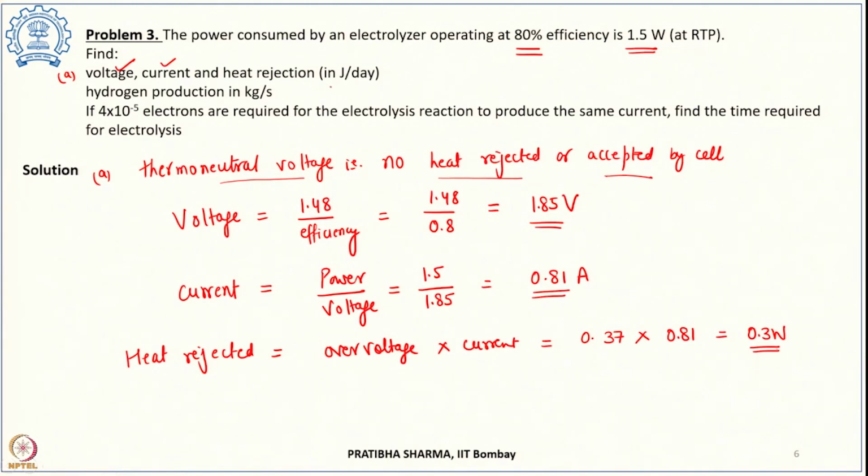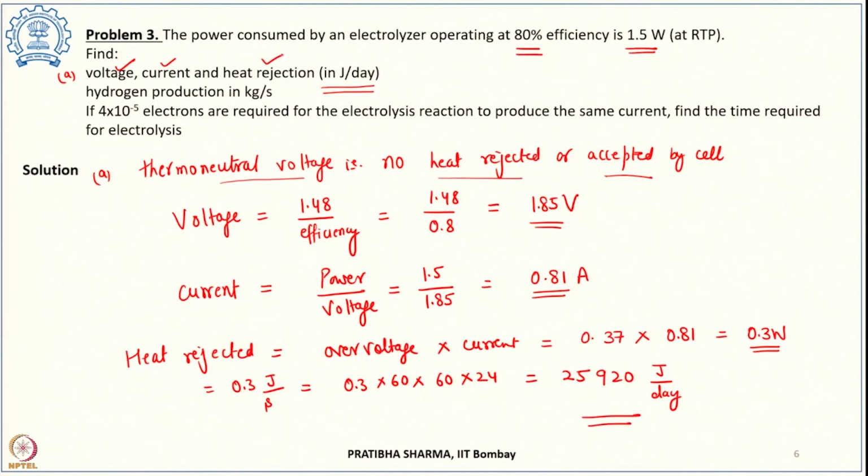Now it is being asked that we have to find out how many joules of heat is rejected per day. So to convert it into joule per second, it is 0.3 joule per second. Now we have to convert it into joule per day. So 0.3 into 60 into 60 into 24, and that gives us 25920 joules per day. That is what is being asked as the third quantity in part A of the problem. So the amount of voltage, current and heat rejected we have found.